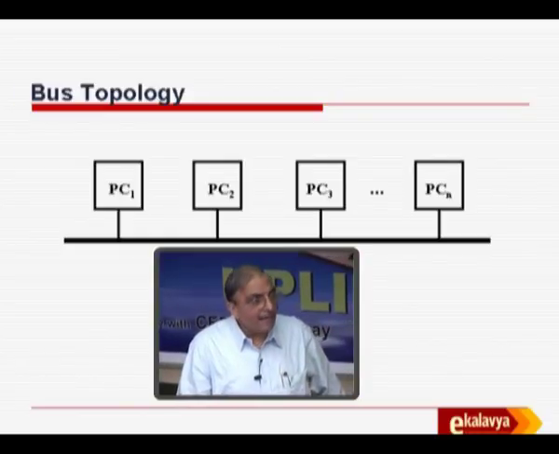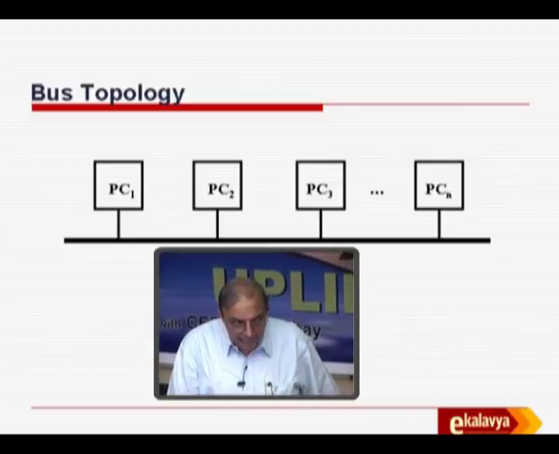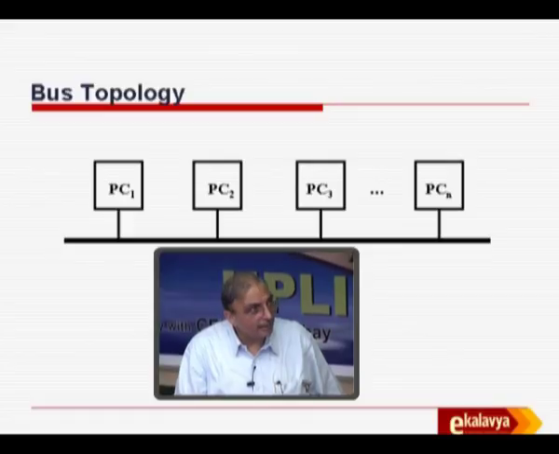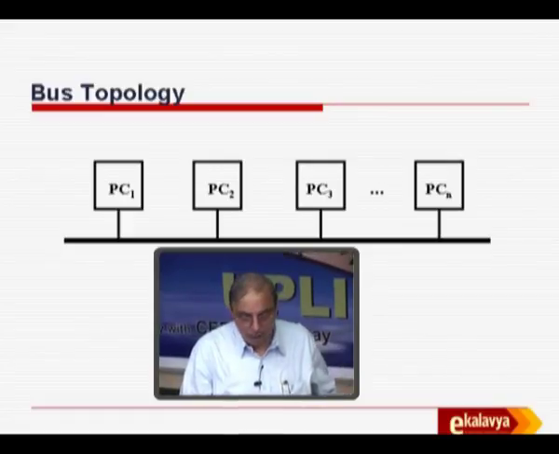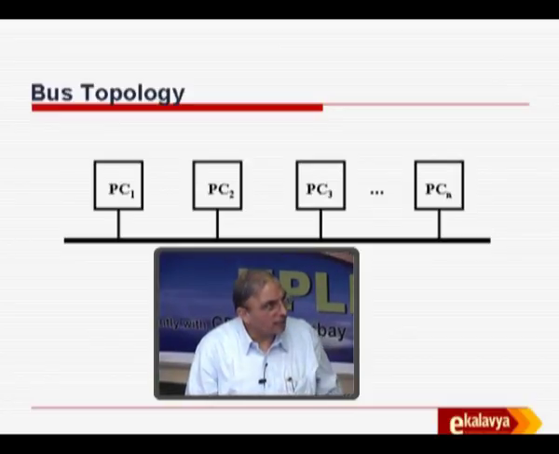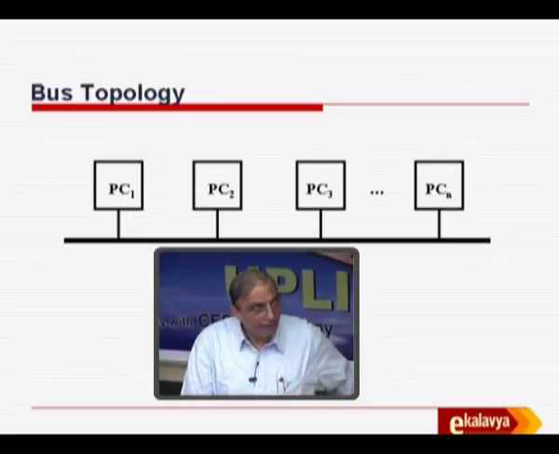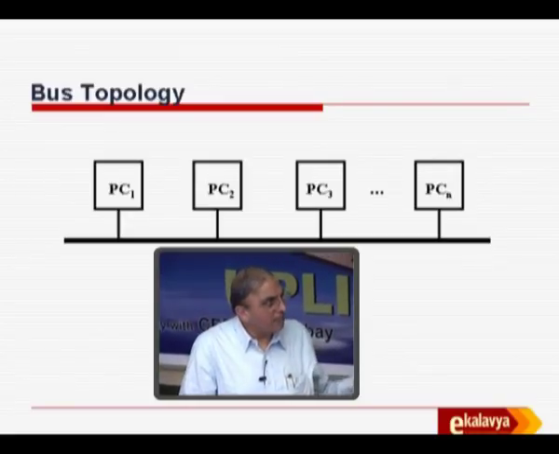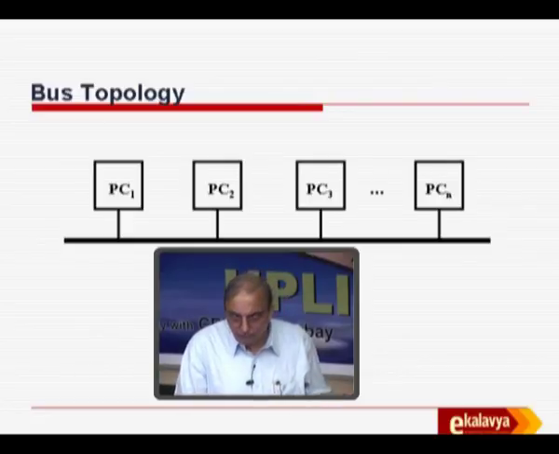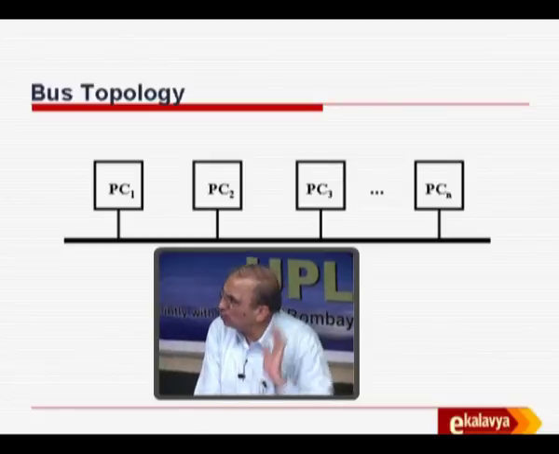Let's say PC1 wants to communicate something to PC3. PC1 will start transmitting packets, one packet at a time, onto this bus. This packet will travel all across because it's a broadcast technology. It will reach PC2, PC3, PC4, PCN, whatever. Everybody will receive it. Most will neglect it because it is addressed only to PC3. PC3 will collect that packet, analyze it, use it, consume it.